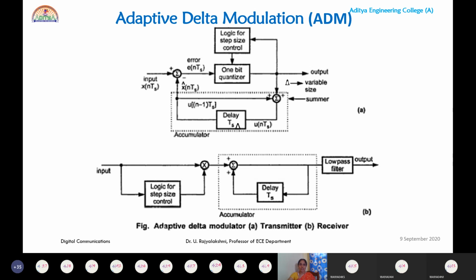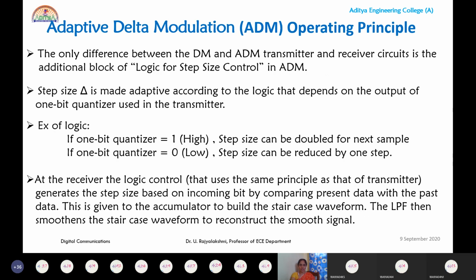So here we are using some logic to control the step size, because we need to avoid the quantization errors. What are the two errors that arise in the case of delta modulation? Slope overload distortion and granular noise. We need to control the two errors in order to improve the SNR. So a logic for step size control is used in the case of the ADM transmitter and ADM receiver. The main agenda is to improve the SNR by reducing the slope overload distortion and granular noise that arise in the case of linear delta modulation. You can see the working principle in the next slide.